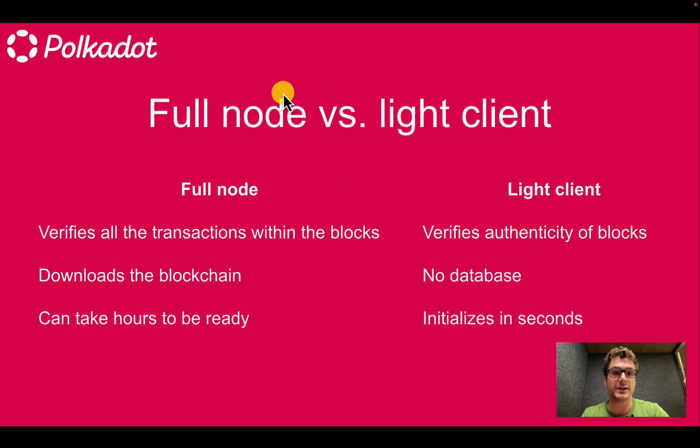Although here I'm presenting a simplified version of the reality, I would like to present the difference between full nodes and light clients. A full node verifies all the transactions within the blocks. It downloads the whole blockchain and it can take hours to be ready. On the other hand, light clients are nodes that are smaller than the full nodes, as they do not store chain data. As such, they cannot verify all transactions in a block, but they are ready in seconds. As a consequence, for simple queries on chain or for doing simple transactions like balance transfers, light clients offer a much faster and decentralized solution.